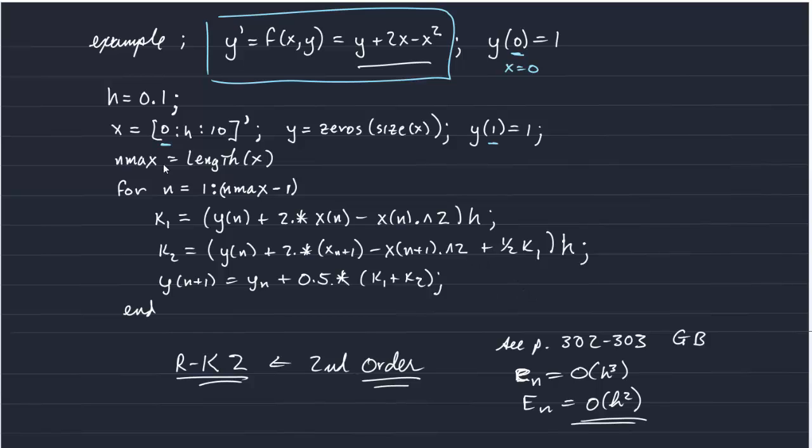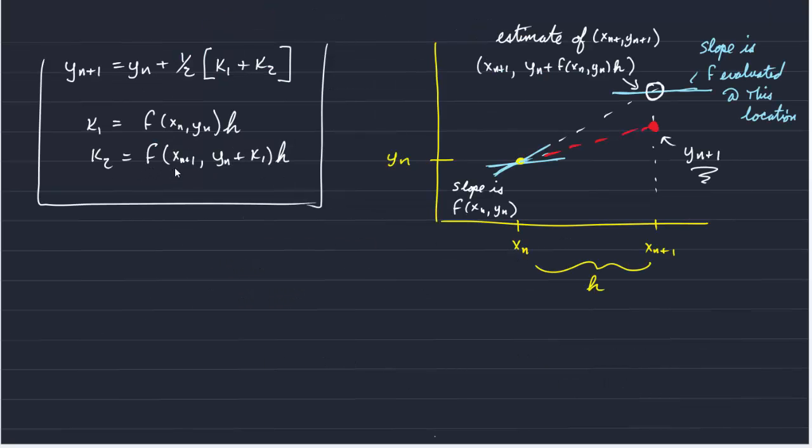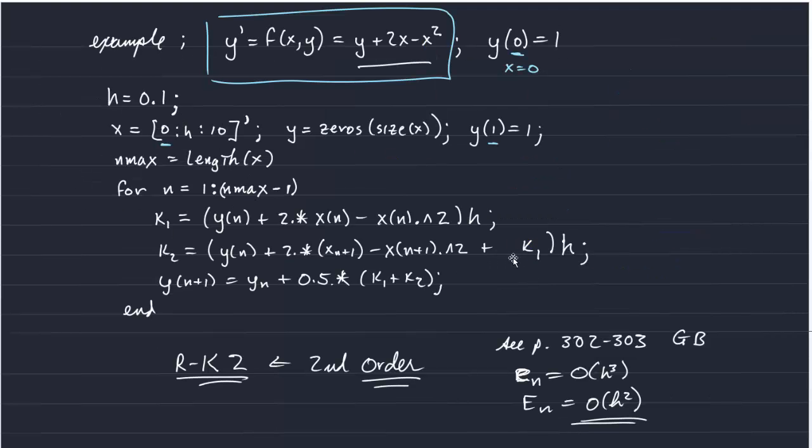Oh, and I'm catching one more mistake. This shouldn't be a half a K1, it should just be a K1, right? Because the second term was the slope evaluated at point xn plus 1 and yn, with the second point estimated as the sum of yn plus just k1. And so I just have a plus k1 right there. Okay.